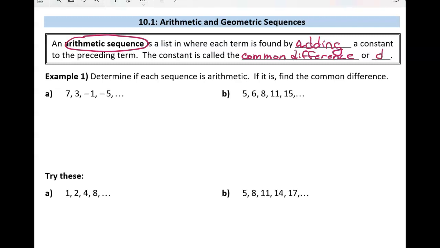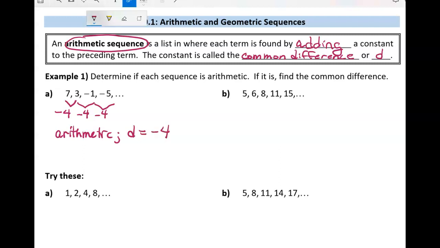All right, so to determine if a sequence is an arithmetic sequence, we're going to take a look at the differences between the terms. 7 and 3 have a difference of 4, but it's important to know that if you went from 3 to 7, you would add 4, and if you went the other direction, you would add -4 to it, and then we would add -4 again to get to -1, and -4 again to get to -5. So this is an arithmetic sequence, and it has a common difference equal to -4. It's important to pay attention to the sign of that common difference. Are the terms increasing or decreasing?